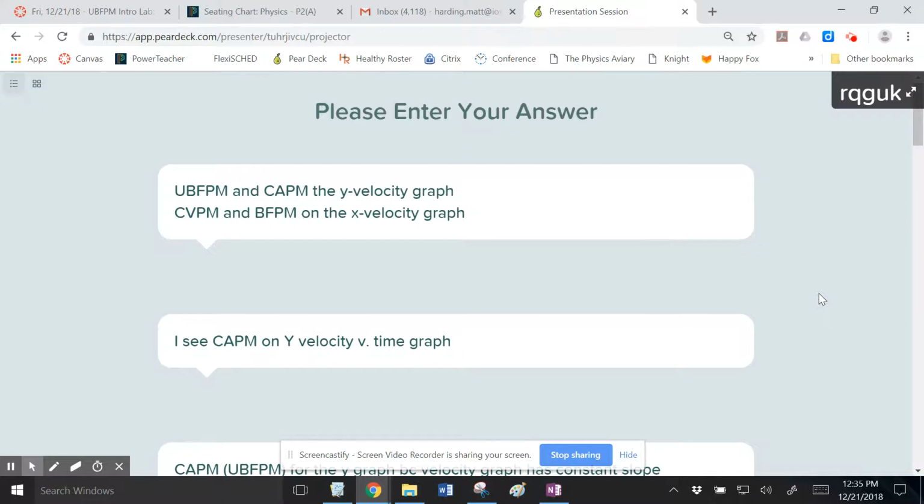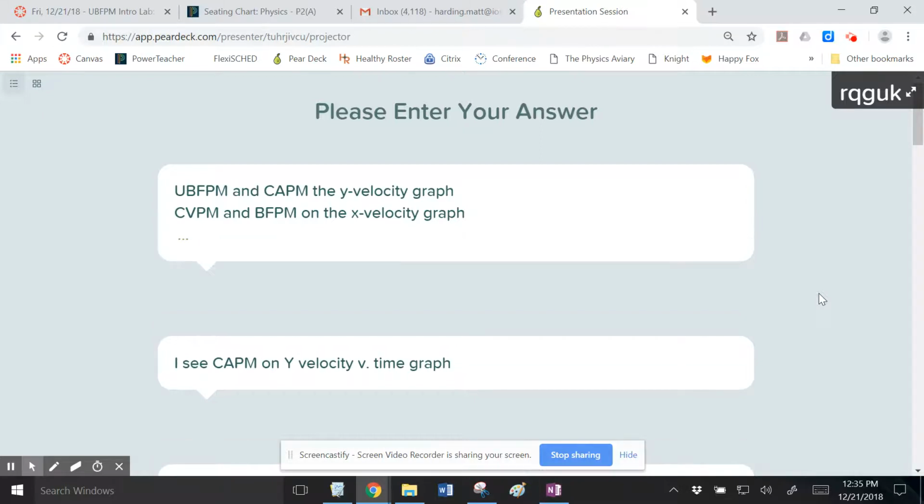Explanation is good too, right? So I'm looking for that as well. So, because velocity graph has a constant slope, okay, constant non-zero slope. CVPM for the x graph, because the position versus time graph has constant slope, and in most cases, right, the x graph, the x velocity versus time graph is horizontal, right?